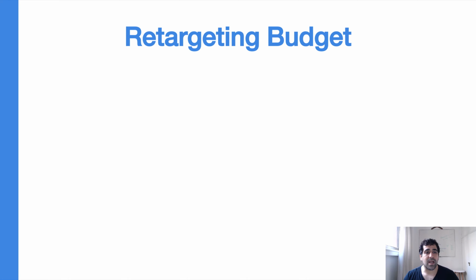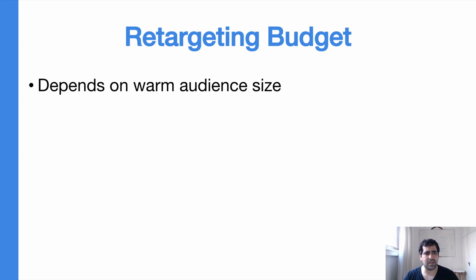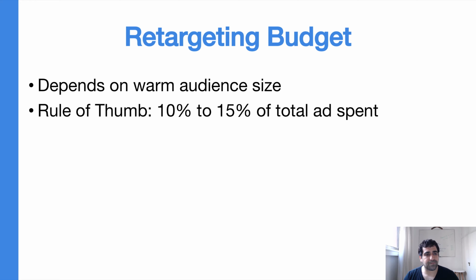Now let's talk about retargeting budget. Obviously, it's going to depend on your warm audience size. If you have a huge warm audience and a small campaign, then you might want to do only retargeting ads. But as you grow and scale, you're going to be launching more cold traffic ads, and then your warm audience is going to be smaller compared with the cold one. A rule of thumb, normally you want to spend 10 to 15% of the total ad spend on retargeting.